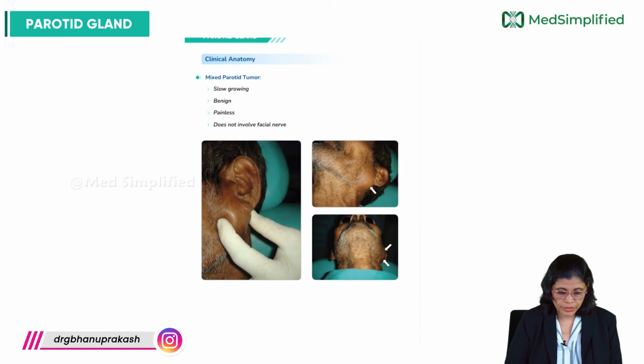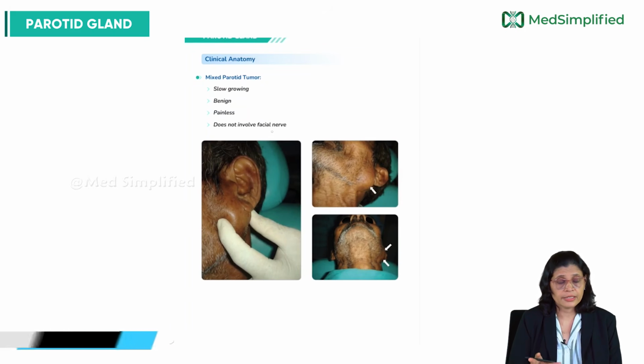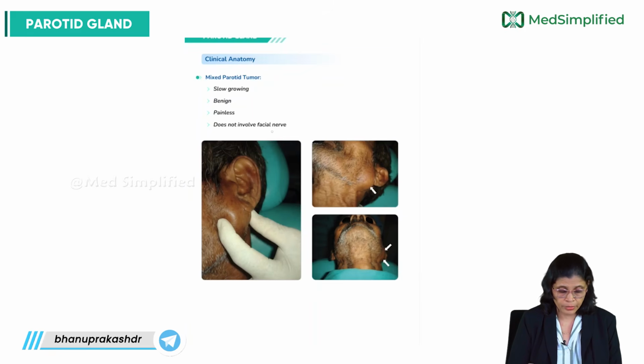Next, there is mixed parotid tumor. Mixed parotid tumor is a slow growing benign tumor. Very rarely does it become malignant, only if it is very long standing and chronic. But it is a benign tumor. We call it mixed parotid because of the mixed histogenesis. The other name for it is pleomorphic adenoma.